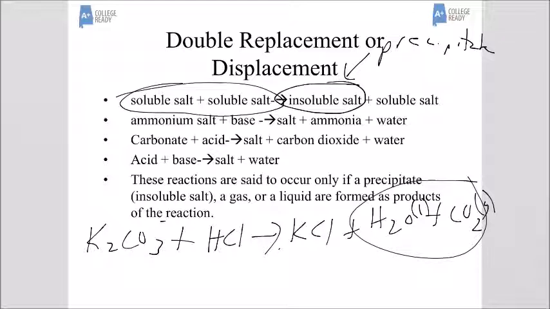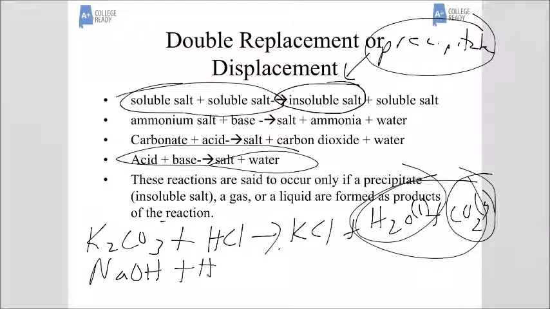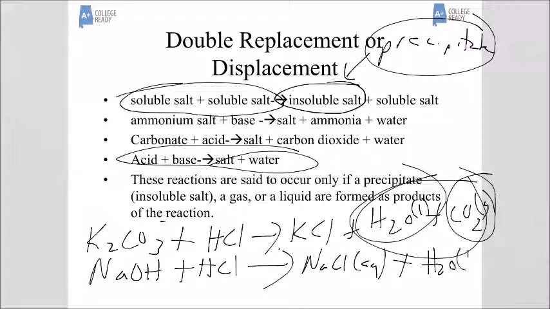So double replacement reactions only happen if we form one of three things. Either an insoluble salt, a precipitate, a liquid like water, or a gas like CO2 or ammonia. Another example of a double replacement reaction is an acid-base reaction or a neutralization reaction. For example, maybe we take NaOH plus HCl. Those double replace. We get NaCl, which is an aqueous salt, a soluble salt, plus water, which is a liquid.